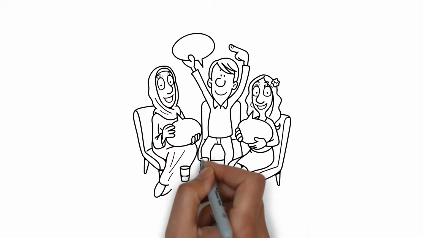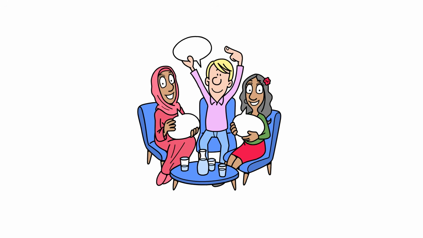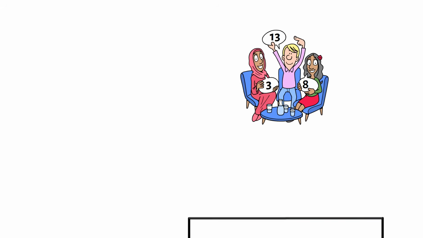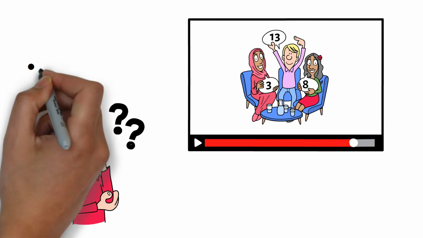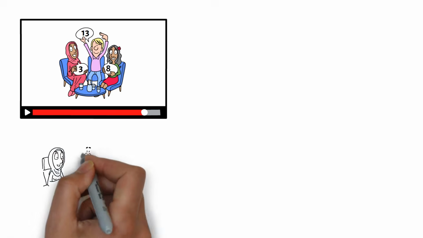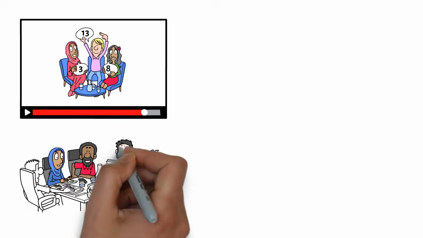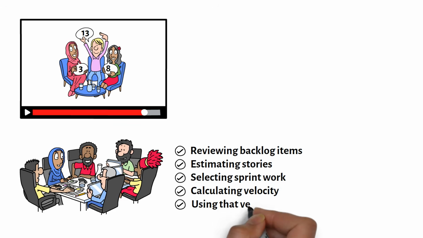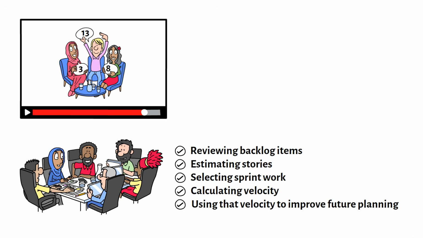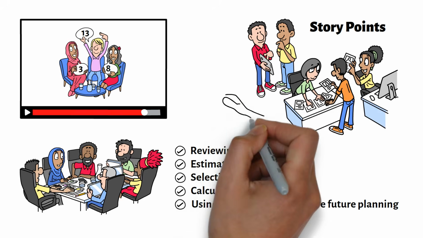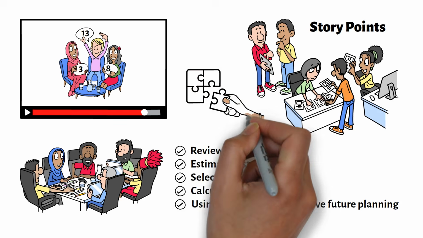How do Agile teams decide whether a user story should be estimated as 3 story points, 8 story points, or 13 story points? In this video, we're going to walk through how Agile teams estimate user stories and use velocity for planning and forecasting. We'll follow the actual workflow teams use in practice, from reviewing backlog items, estimating stories, selecting sprint work, calculating velocity, and then using that velocity to improve future planning. The goal is to help you understand not just how story points work, but how all the planning pieces fit together inside an Agile team.